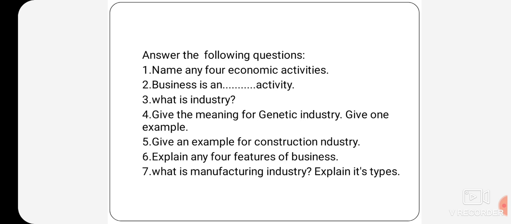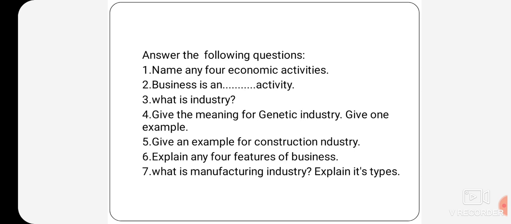First question, name any four economic activities. Second one, business is an dash dash dash activity. Third one, what is industry? Fourth one, give the meaning of genetic industry and give one example. Fifth one, give an example for construction industry. Sixth one, explain any four features of business. And seventh one, what is manufacturing industry? Explain its types. So these are the questions.